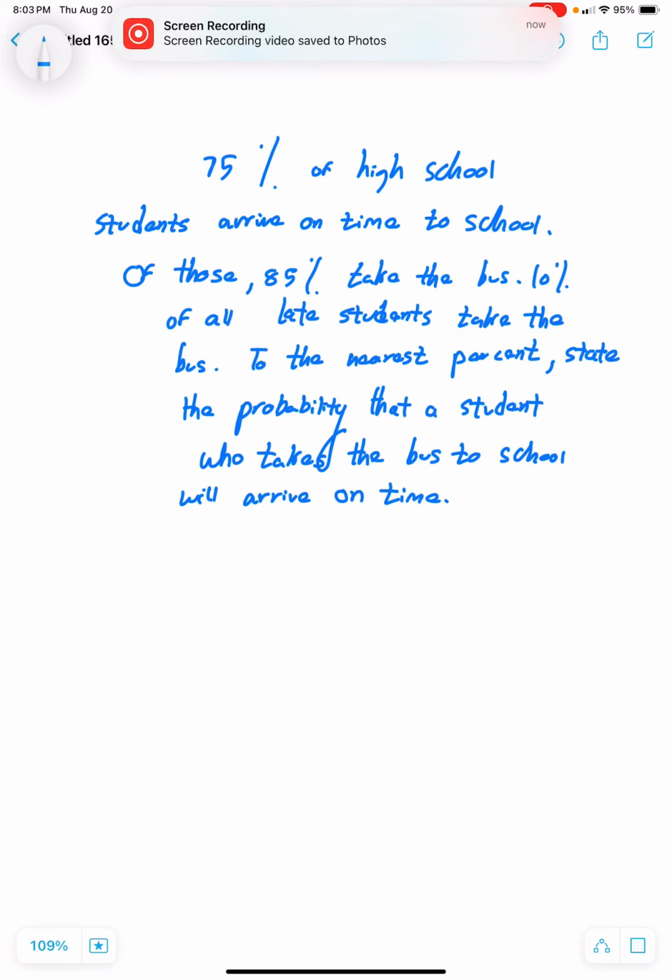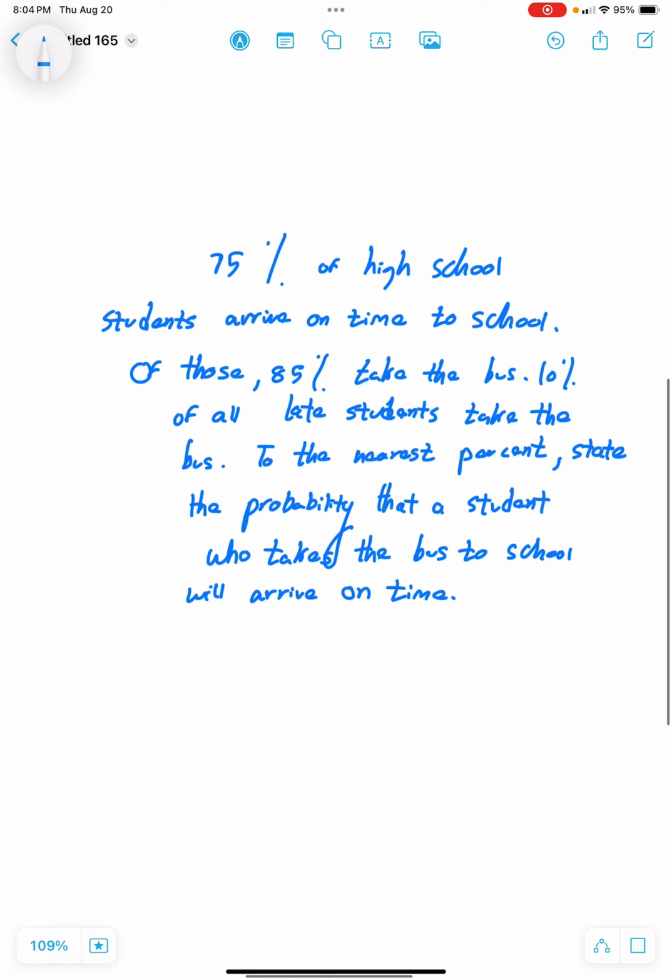Okay, let's try and attempt this problem. 75% of high school students arrive on time to school. Of those, 85% take the bus. 10% of all late students take the bus. To the nearest percent, state the probability that a student who takes the bus to school will arrive on time.